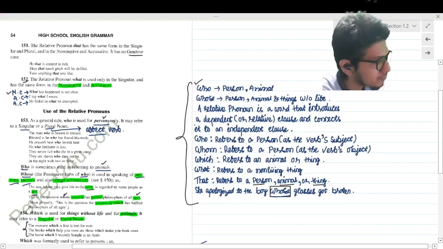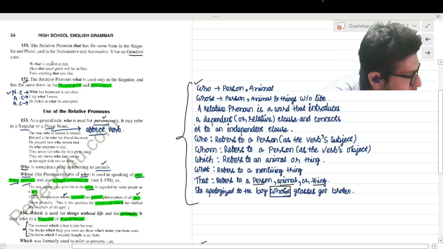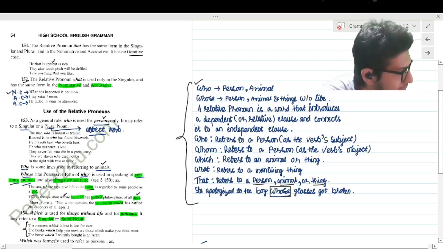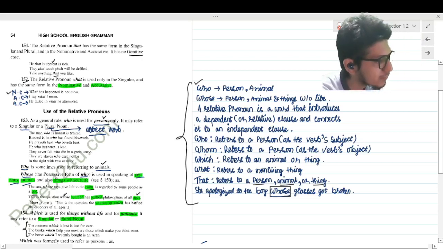Rule 151. The relative pronoun that has the same form in the singular and plural, and in the nominative and accusative. It has no genitive case. He that is content is rich. Take anything that you like. Rule 152. The relative pronoun what is used only in the singular and has the same form in nominative and accusative. Nominative case: what has happened is not clear. Accusative case: I say what I mean. Accusative case: he failed in what he attempted.